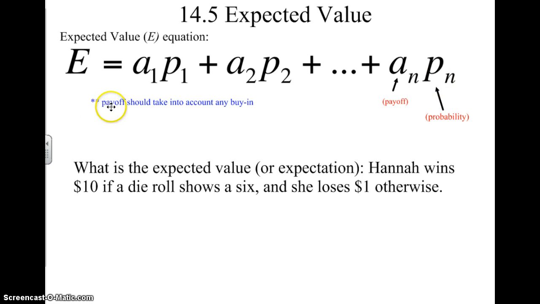Then this note right here is that the payoff should take into account any buy-in price. So a lot of the times when you play a game, whether it's at a casino or just at your home or whatever, you have to pay to play the game, and so you have to take that into account. So we'll see an example of that problem in a second.